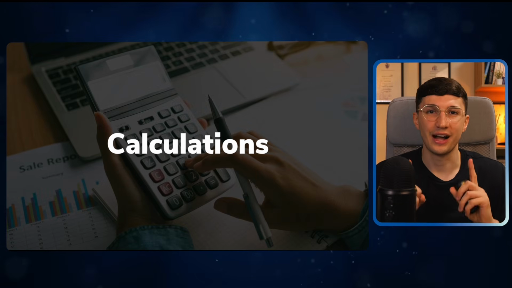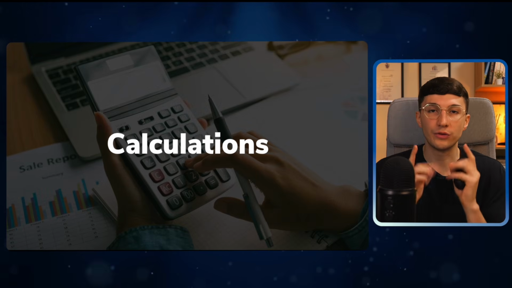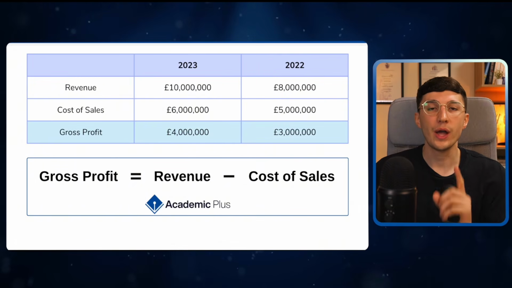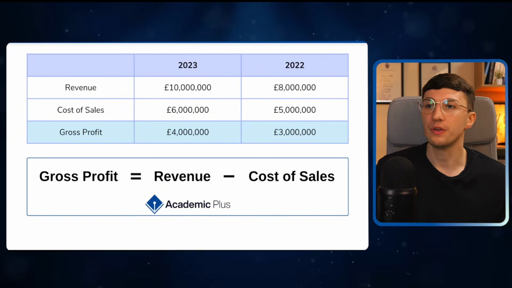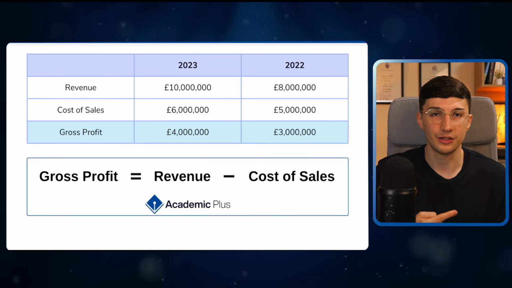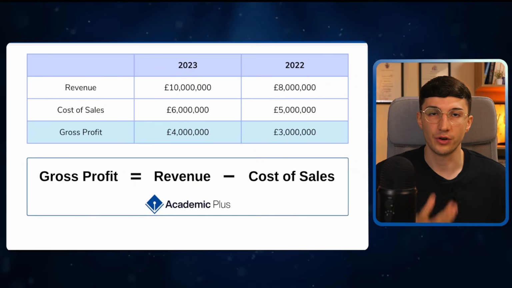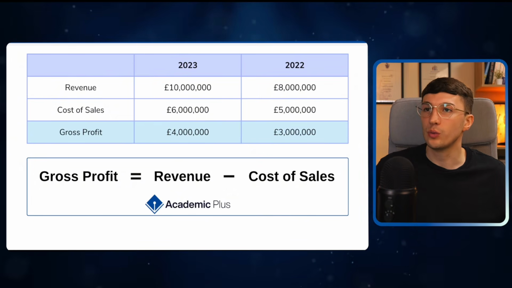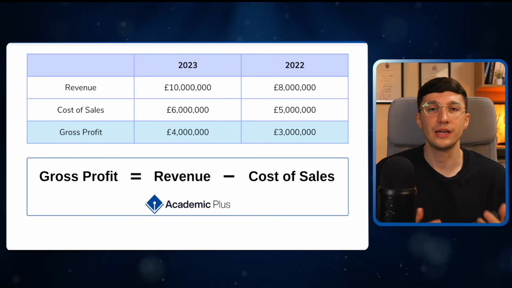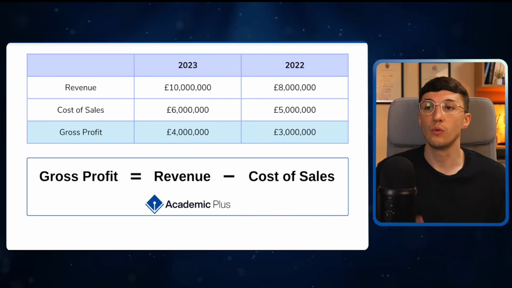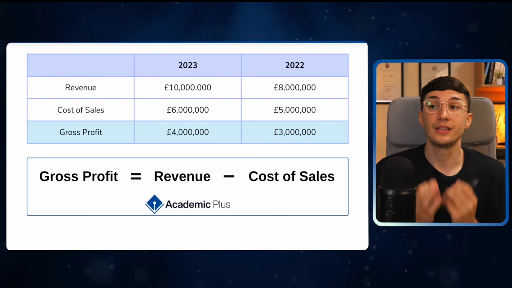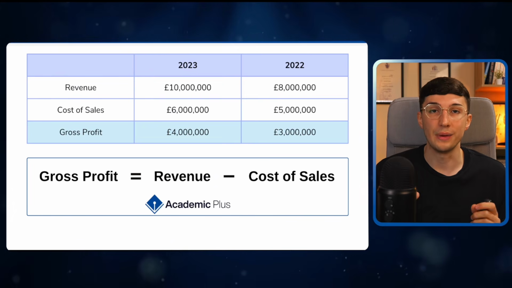How do we do our calculations? Well, always remember GON, gross operating net. The way we calculate gross profit, first of all, is that we do your revenue minus your cost of sales, those direct expenses that have been used to make the product or service. So in 2023, we made £10 million in revenue and our cost of sales were equal to £6 million. So revenue, 10 million minus our cost of sales, 6 million, gives me a gross profit of £4 million.